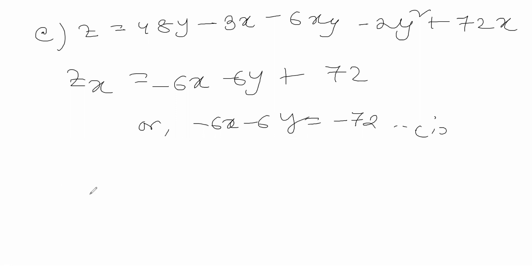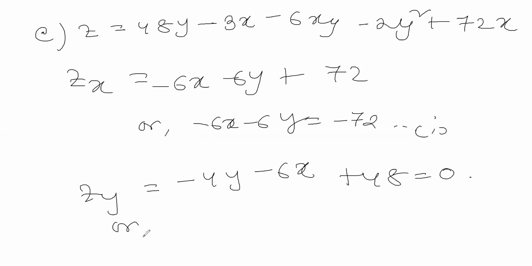Similarly, if we solve for zy, we get minus 4y minus 6x plus 48 is equal to 0. We can rearrange it. Minus 4y minus 6x is equal to negative 48. Make it equation number 2. Now, I will not solve for it. Please do it by yourself. But you can get a critical value for x and y as 0 and 12.